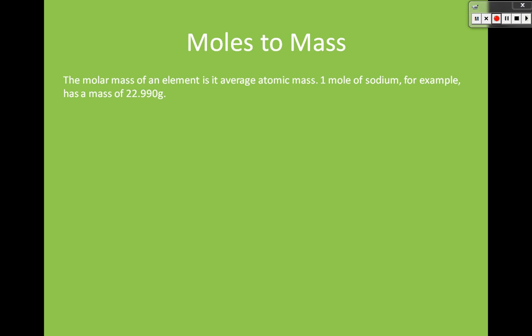One of the things to note is that the molar mass of an element is its average atomic mass. Little typo there. 1 mole of sodium, for example, has a mass of 22.990 grams. At this point, I recommend getting out your periodic table if you don't already have it out.